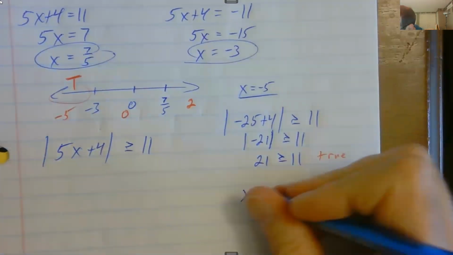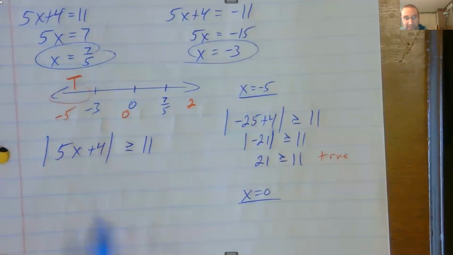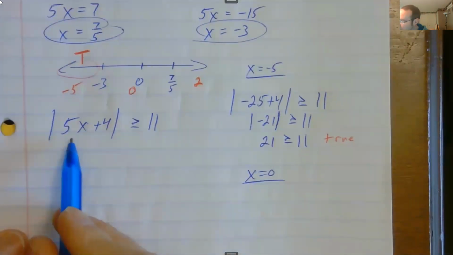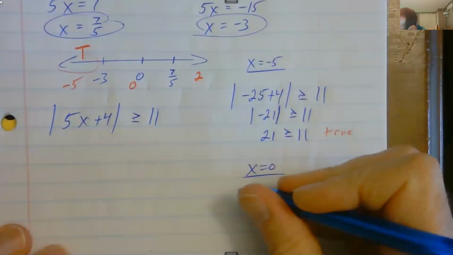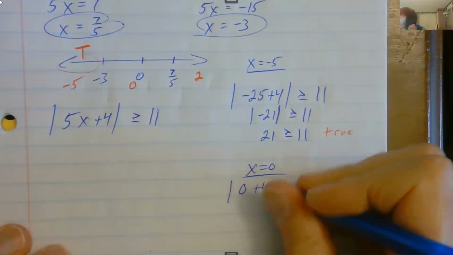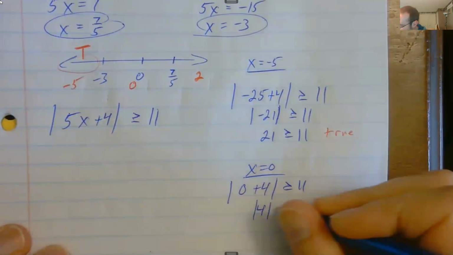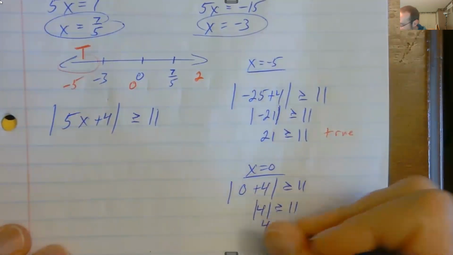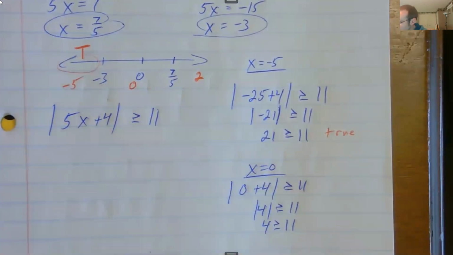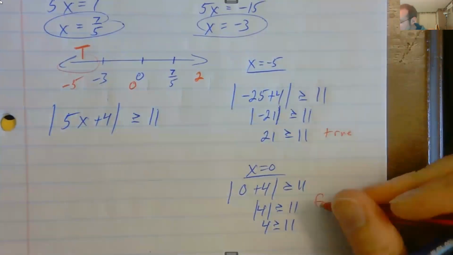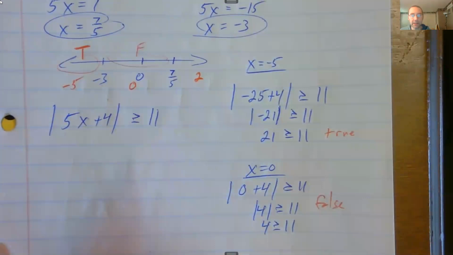All right, we're going to try x equals 0. We plug in 0 for our x's. So I have a 0 plus a 4. So absolute value of 0 plus 4 greater than or equal to 11. Is the absolute value of 4 greater than or equal to 11? Hopefully you can see. Nope, that is not true. That is false. So we got something false in between here and here.